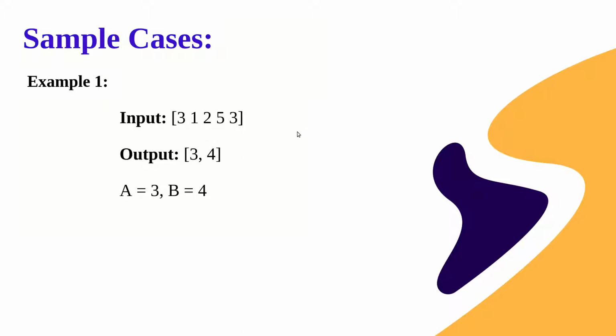So you just need to return a pair or a vector consisting of the repeating element first and then the missing element in this array. We hope that you have understood it. If not, just pause this for a minute, understand this problem statement with the help of this sample case, and you will get to understand.